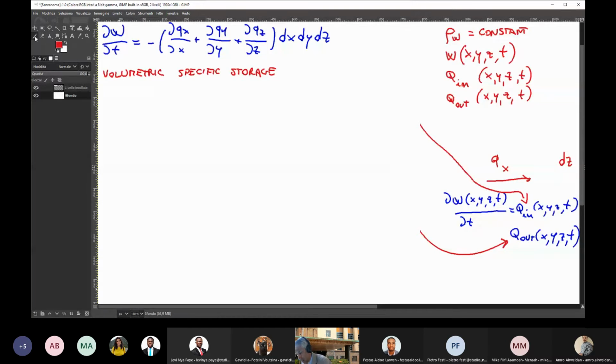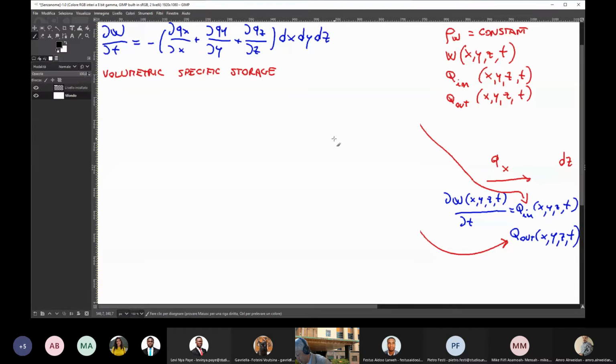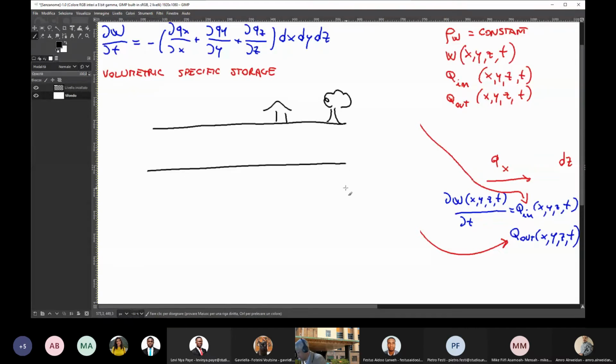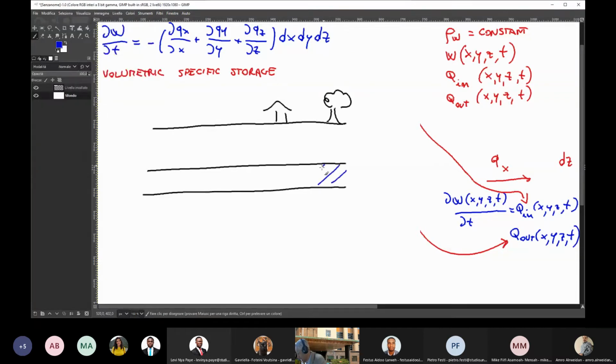And then I will delete this sketch. Let's suppose that we have an aquifer, and let me depict it. For instance, let me say that this is the ground, and here I have my trees, my houses, whatever. Beneath this ground, we have a confined aquifer. I can make the same reasoning for an unconfined aquifer, but let's say that the aquifer now is confined. So this is my aquifer, and I have water in it.